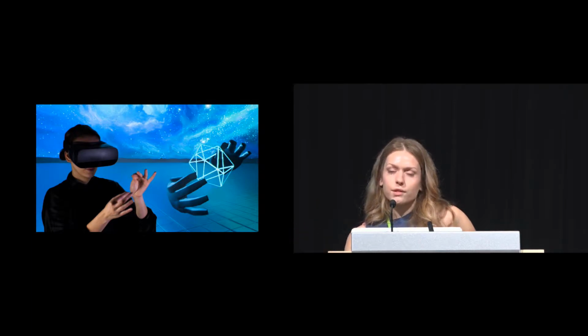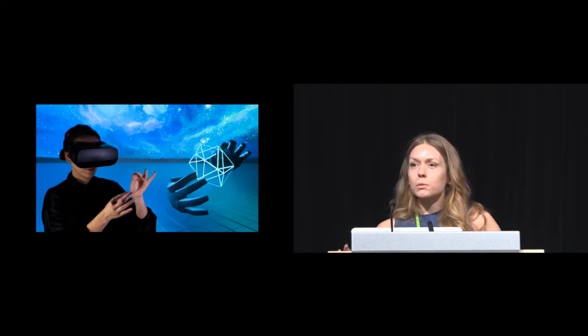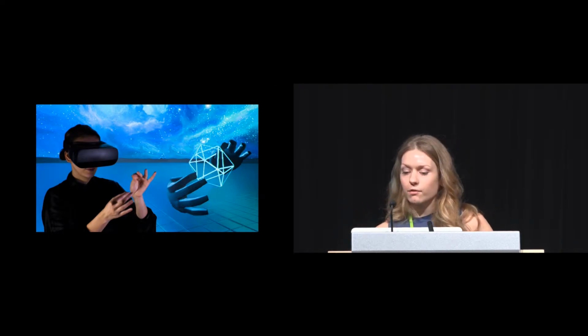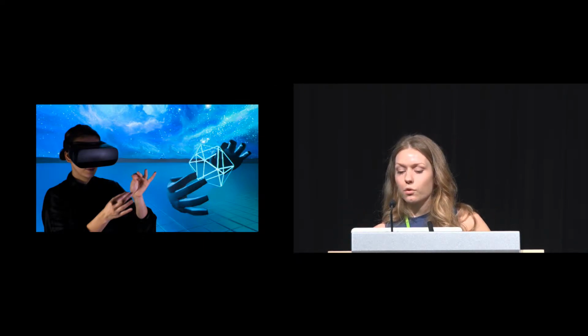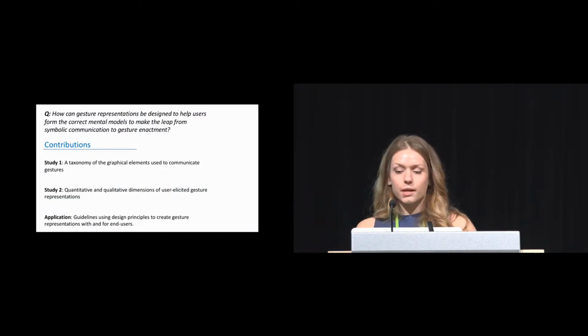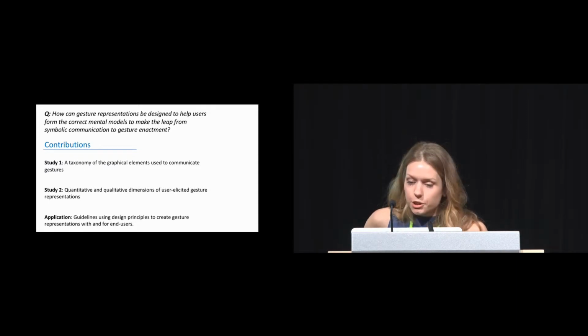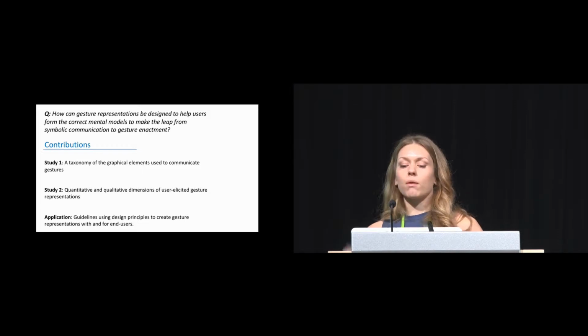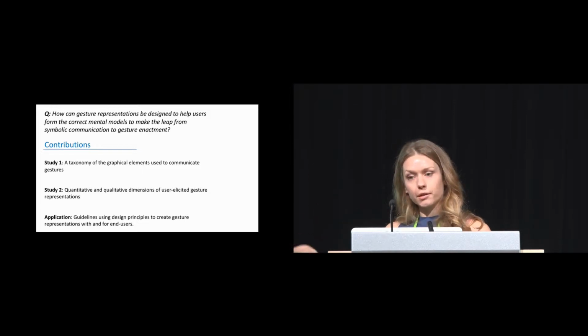So we have these UI patterns in our desktops and mobile phones for easier navigation, yet that does not yet exist for communicating gestures. So this leads us to our research question, which is how can gesture representations be designed to help users form the correct mental models to make the leap from symbolic communication to gesture enactment?